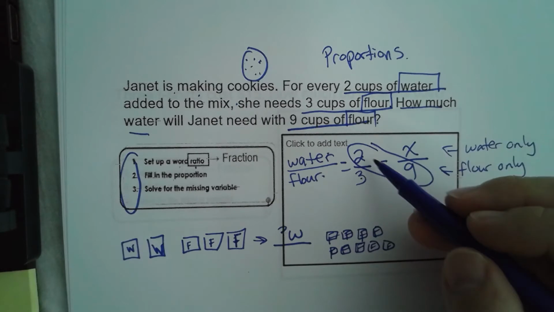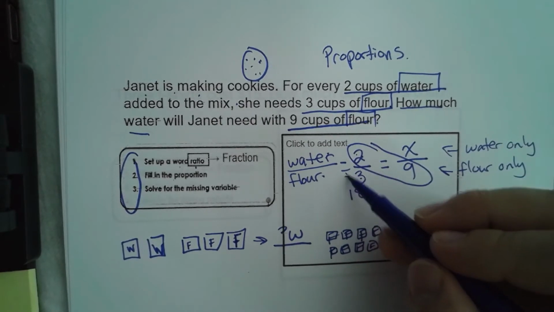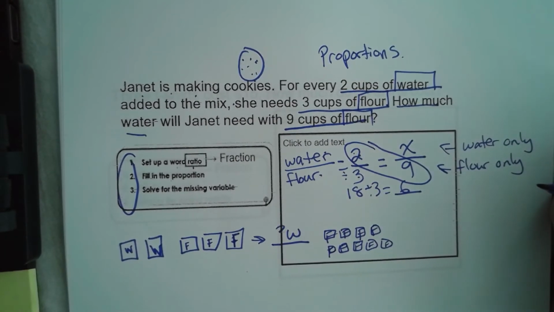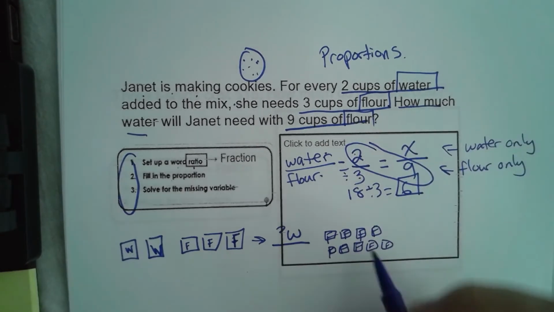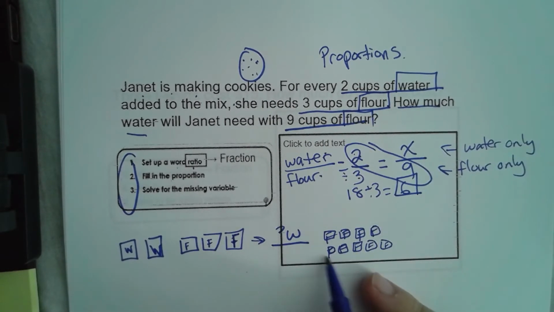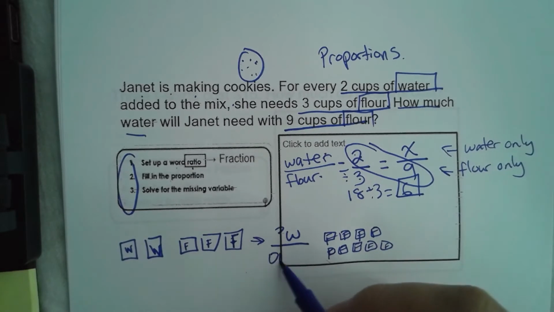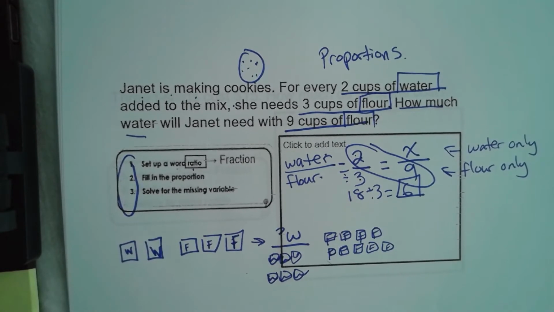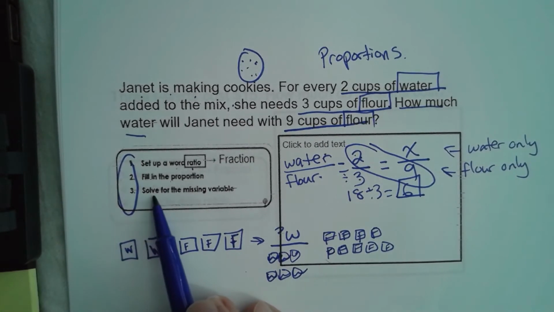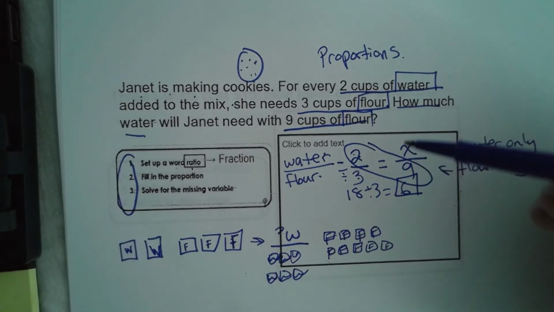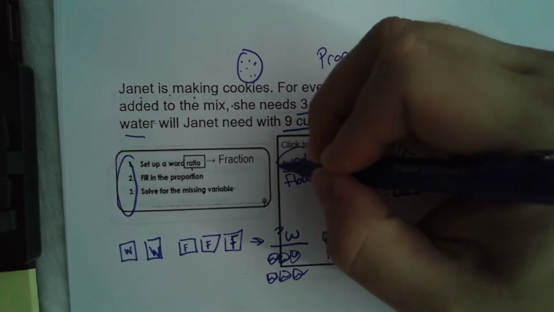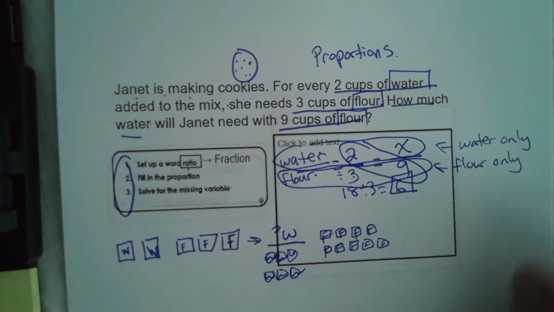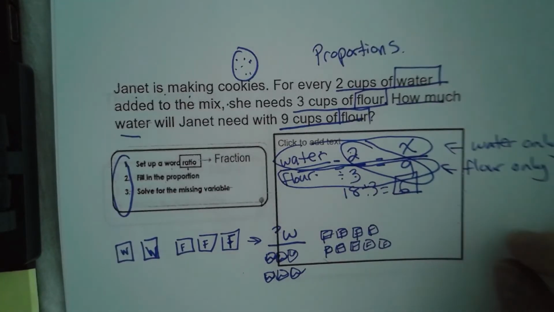You cross multiply. 2 times 9 is 18. And then you divide by this last number, 3. And then you get 6. Okay? That means if Janet is using 9 cups of flour, she needs 1, 2, 3, 4, 5, 6 cups of water for her cookies. Okay? And then step 3, we solved for the missing variable. So all you need to do is make sure over here at the top is water, and then over here at the bottom is flour, or whatever it is that you're doing. Okay? We're going to do more practice with this.